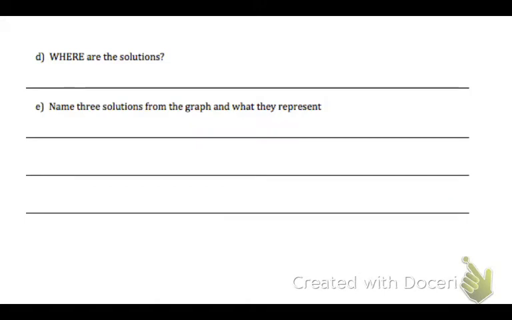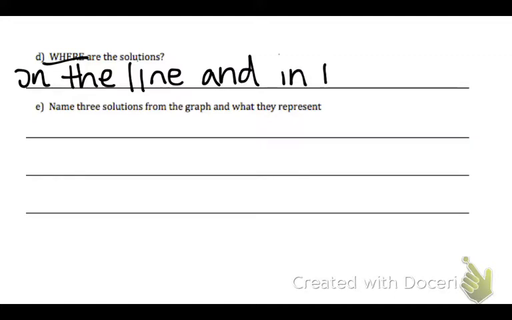So where are the solutions? On that graph, where are the solutions? When I'm looking at it, where are the solutions? Well, it was a solid line, so I could say on the line. But also, oops, maybe not or, maybe and in the shaded region.